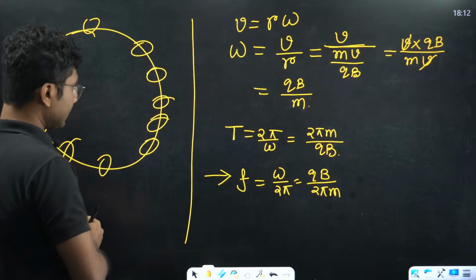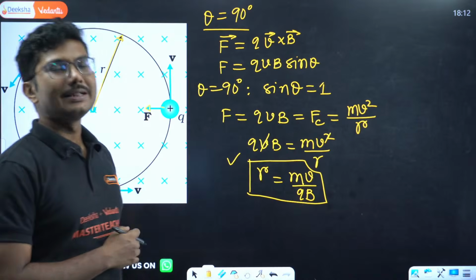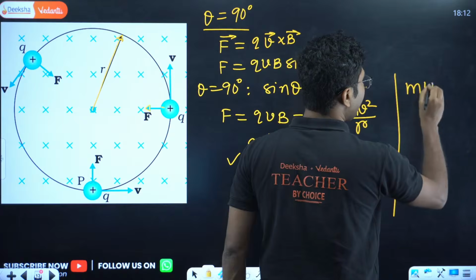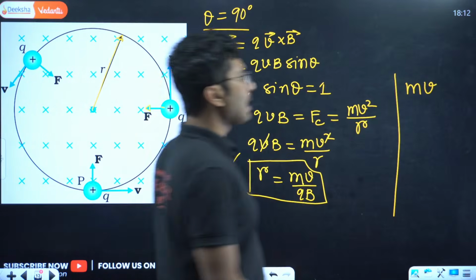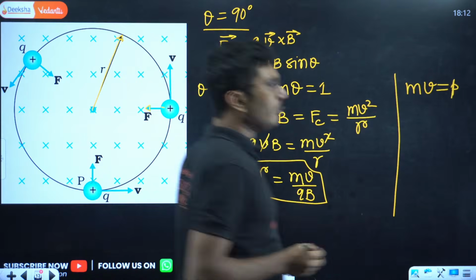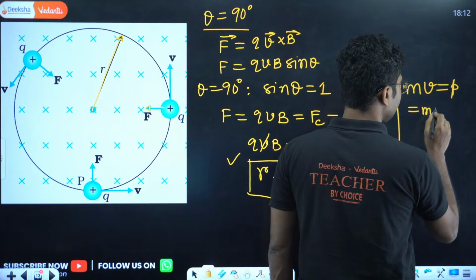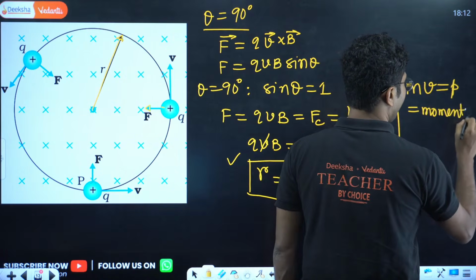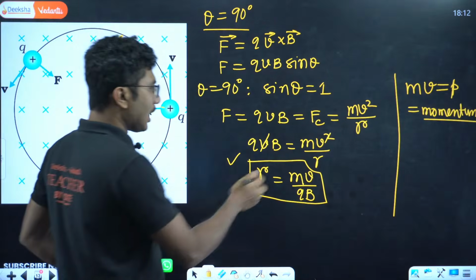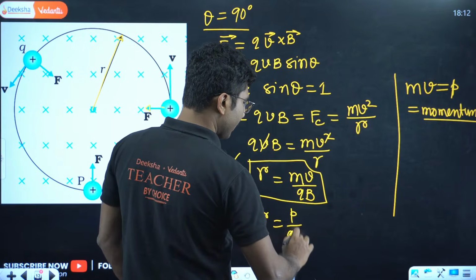There are three particles, proton, deuteron and alpha particle, and their kinetic energies are the same. Now, the radius depends on mv. What is mv, by the way? mv is mass into velocity, and mass into velocity is momentum. Momentum is denoted by small p. So now R can be written as momentum divided by Q into B.